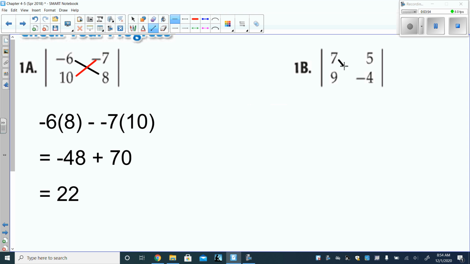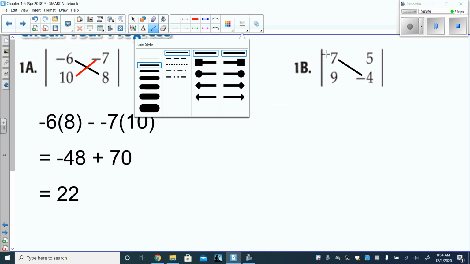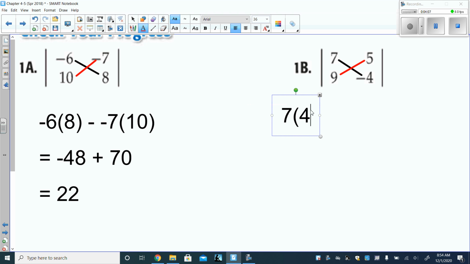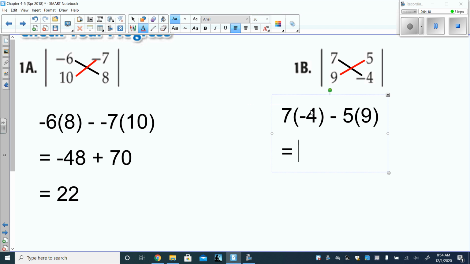Let's do one more just so we get it down. So we would do our diagonal and our other diagonal. The diagonal going from left to right would be 7 times negative 4, minus negative 5 times 9. Well, 7 times negative 4 will be negative 28. Negative 5 times 9 would be negative 45. And negative 28 minus 45 will give us negative 73.